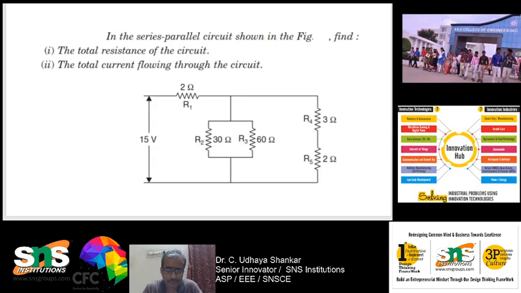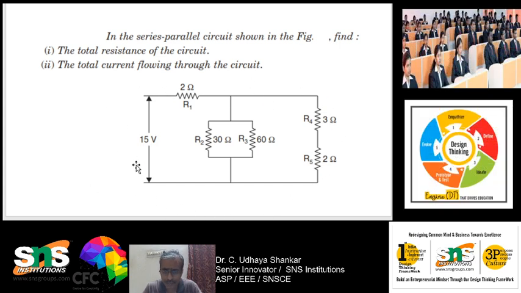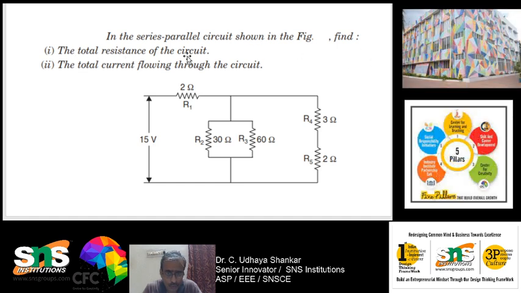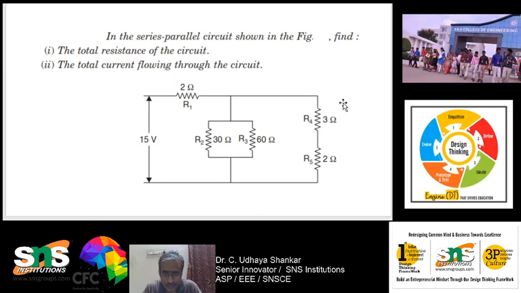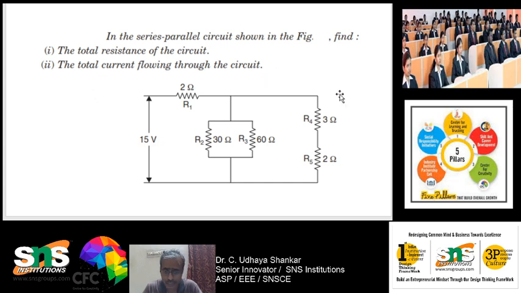So the first one is, here you can see that this is a circuit. Initially I will start with a slightly complex circuit. The question asked is something like this: in the series parallel circuit shown in the figure, find the total resistance of the circuit, and the second subdivision is find the total current flowing through the circuit. So you want to find the total resistance of this entire circuit. Here you can see that there are 5 resistances in total. So you want to convert these 5 resistances into a single resistance circuit, and finally you want to find the total current that will be flowing through this circuit. So this is the question that has been asked.